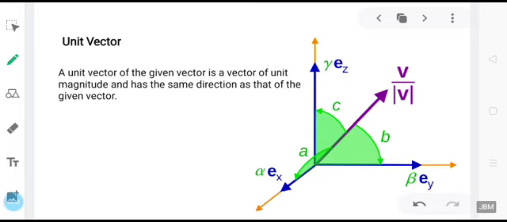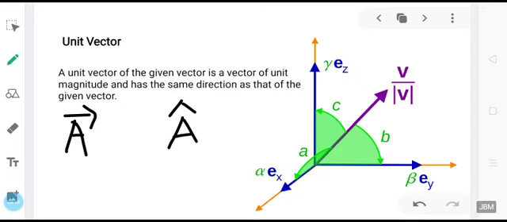For example, if I want to write down the unit vector of A, the unit vector will be written as A, and then a notation like this. It is read as A cap or A hat.